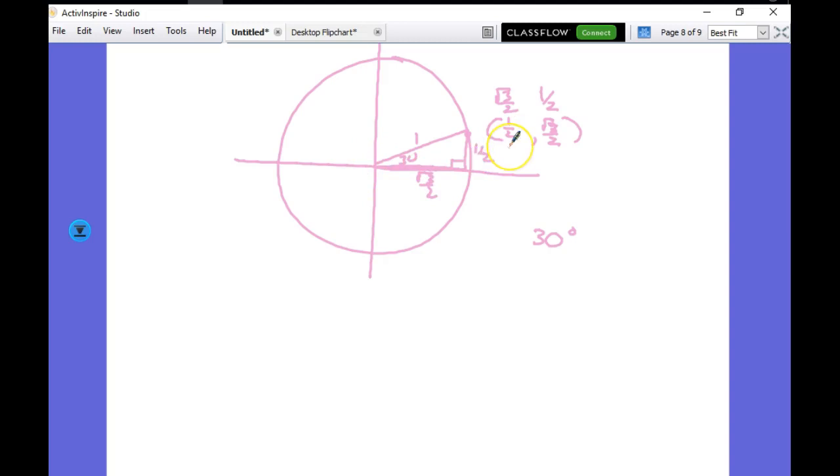So x is the how far over number, right? And y is the how far up number. So I have to go over how far? Radical 3/2. So that's your x value. Okay? So the horizontal number is your x value. The vertical number is your y value.